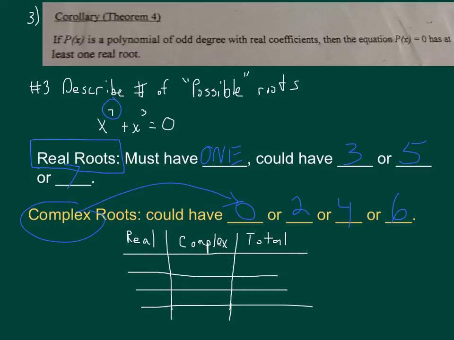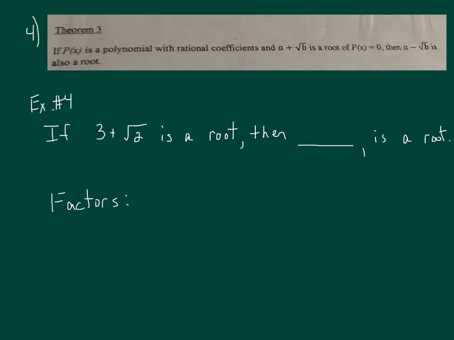Let's say it only has one real root. Remember, it has to have a total of 7. That means it would have 6 complex roots. Let's say it has 3 real roots. Well, then its total must be 7, so it would have 4 complex roots. Let's say 5 of its roots were real. That means only 2 of them would be complex because it must have 7. Finally, what if it had 7 real roots? Well, then all of them are real and none are complex. Complex roots come in pairs.